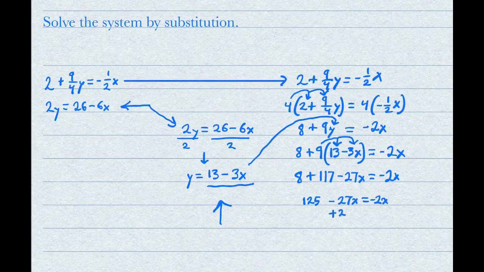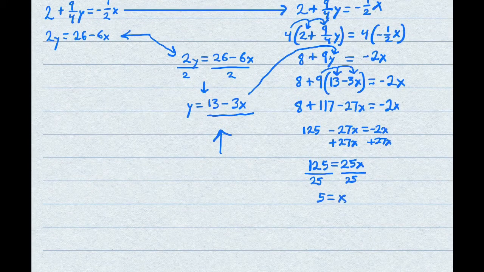Now, add 27x to both sides. When you do that, you have 125 equals 25x. To get the x by itself, you have to divide both sides by 25. When you do that, you have 5 on the left and x on the right, so x equals 5.